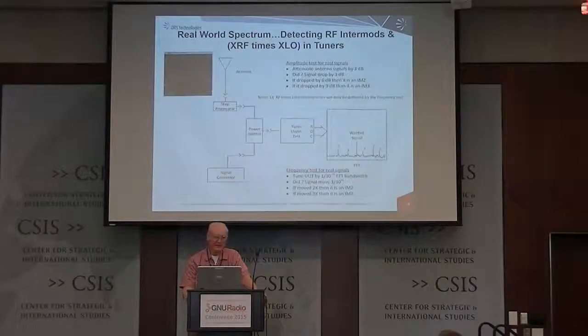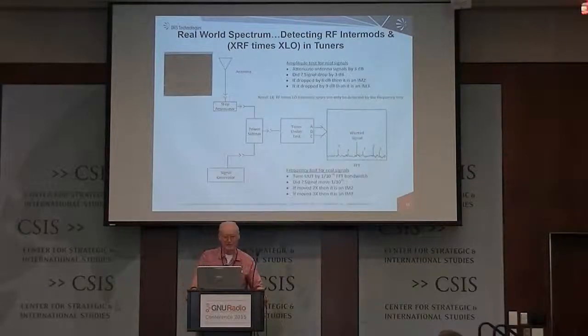The first is you put your radio on an antenna, but you put a step attenuator between the antenna and the power splitter and the power combiner here, and a signal generator. So you can put in a signal of interest, and you tune the radio to a blank spot in the spectrum. And you'll notice you've got a wanted signal and you've got some other signals you're not sure of.